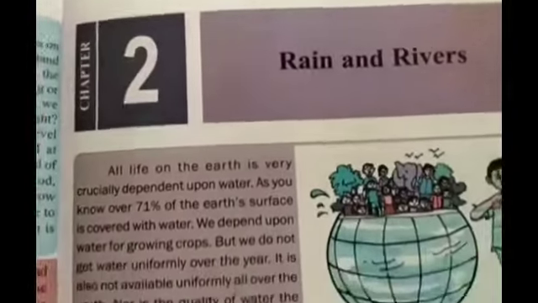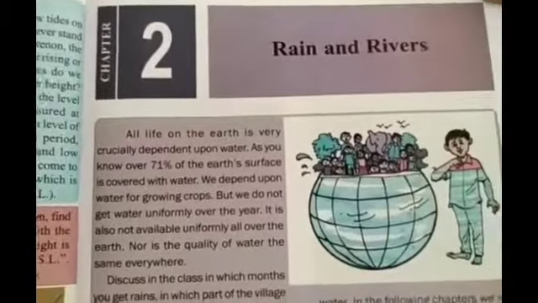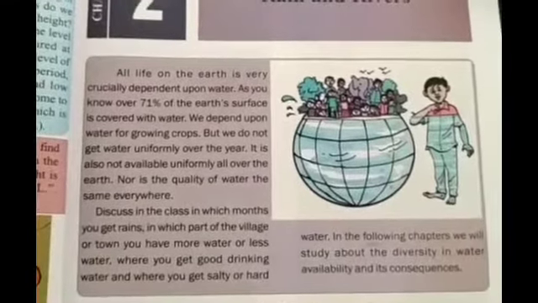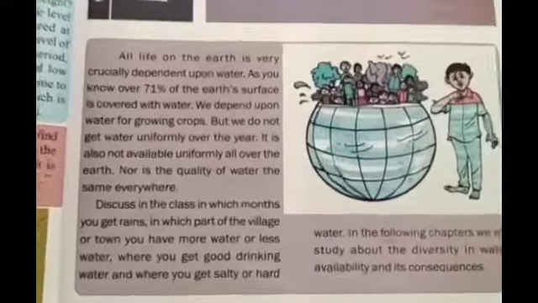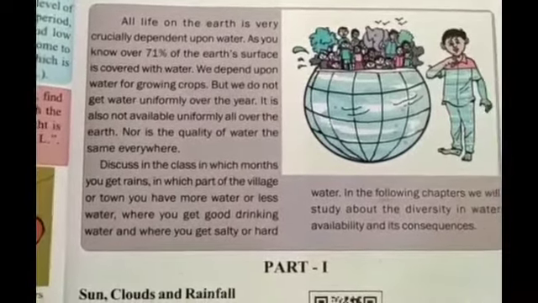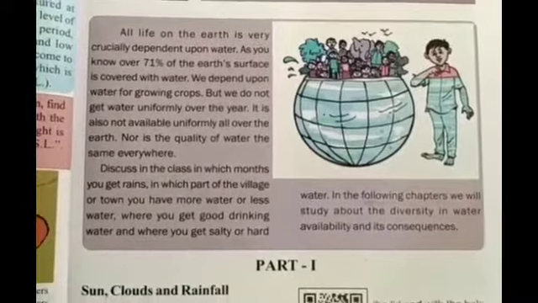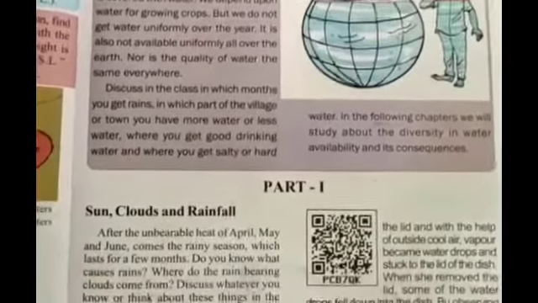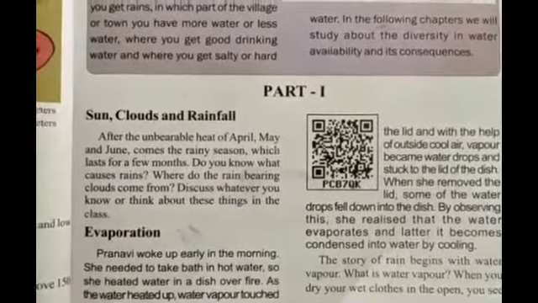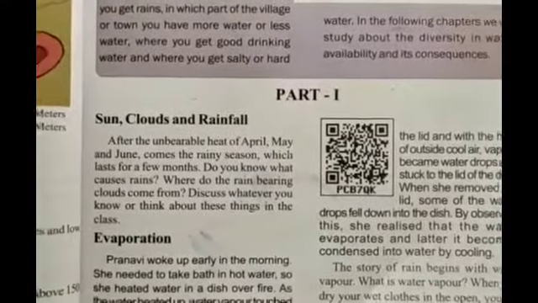look at this picture. One boy is standing and one earth is also there. Water: nearly 71% of the earth's surface is covered with water. Drinking water comes from rain in June and July. And sun, clouds and rainfall. After the unbearable heat of April, May and June comes the rainy season. What causes the rain? Where do the rain bearing clouds come from?